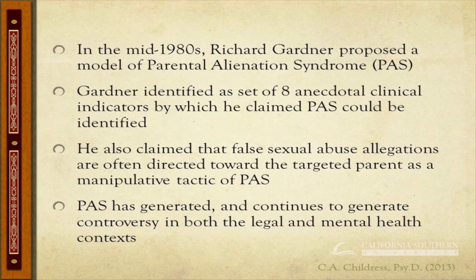Now, in the mid-1980s, a psychiatrist, Richard Gardner, proposed a model. He recognized a clinical phenomenon having to do with what he called parental alienation, and he proposed a model by which it could be identified. He referred to it as parental alienation syndrome, and he discussed a set of anecdotal clinical indicators by which it could be recognized, and he also went into describing how oftentimes in these situations there are false allegations of child abuse involved in this. His model, however, generated a great deal of controversy.